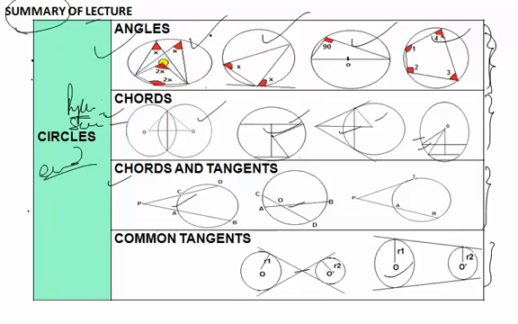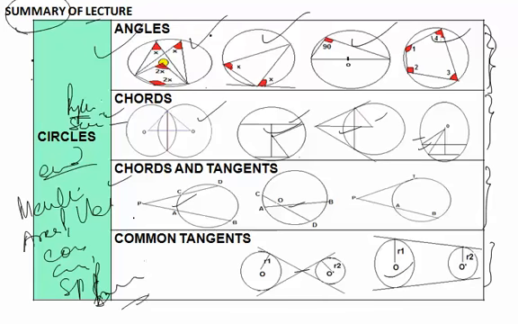In the next lecture we will discuss the mensuration part, that is area, perimeters, and volumes of cones, cylinders, spheres, hemispheres and so on. So thank you.